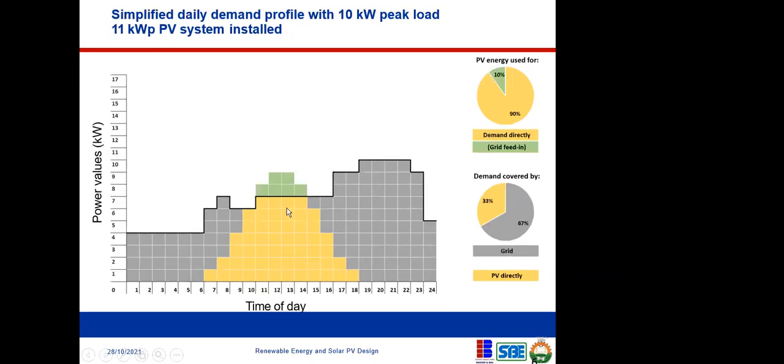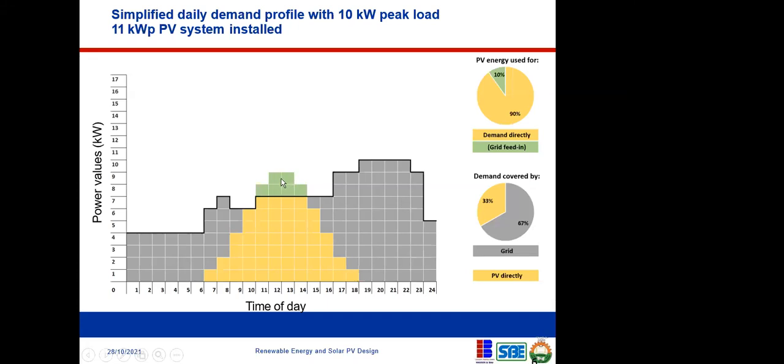Now, in this case, you can see that the solar system exceeds the demand during the sun hours. So what do you do with this excess capacity? There are two things you can do. You can install a battery so that this excess can be stored in the battery system and then discharged at night, or you connect to the grid.